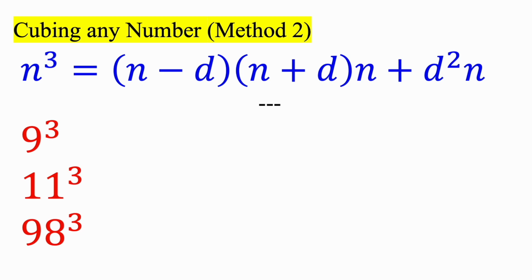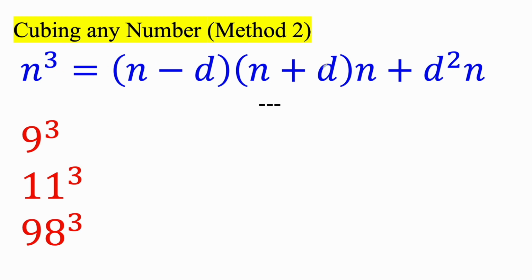Okay, in this video, we're going to learn another method to cube any numbers, and it's going to utilize this formula right here. But let me explain why this formula works. It's basic FOIL. n times n is n squared. n squared times n is n cubed.